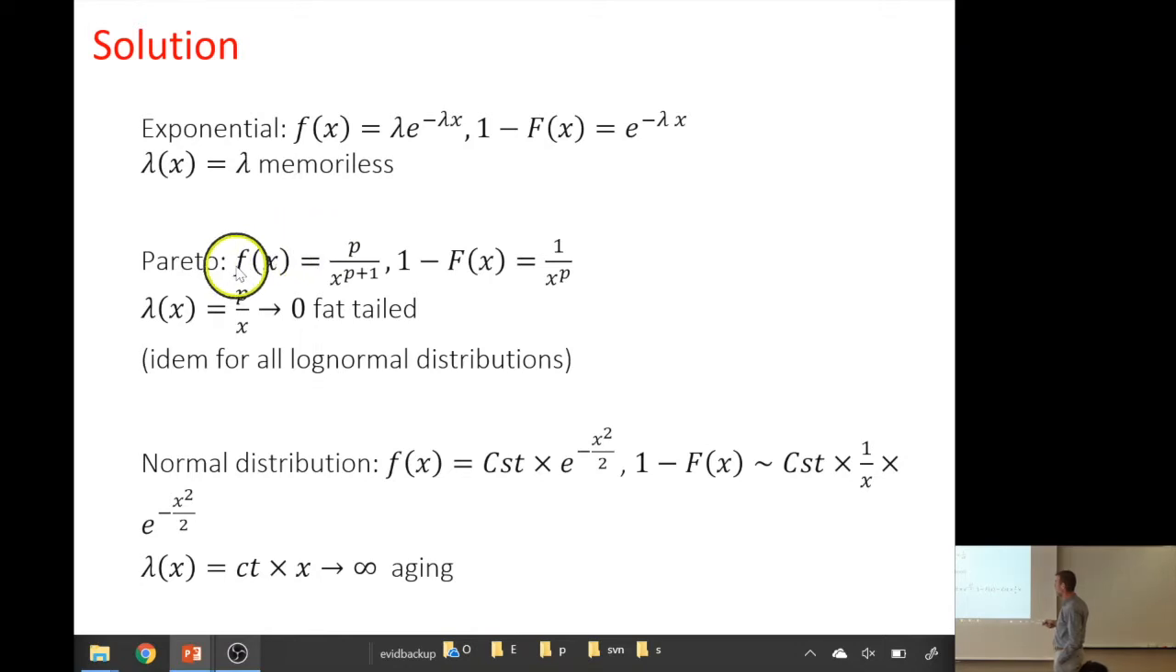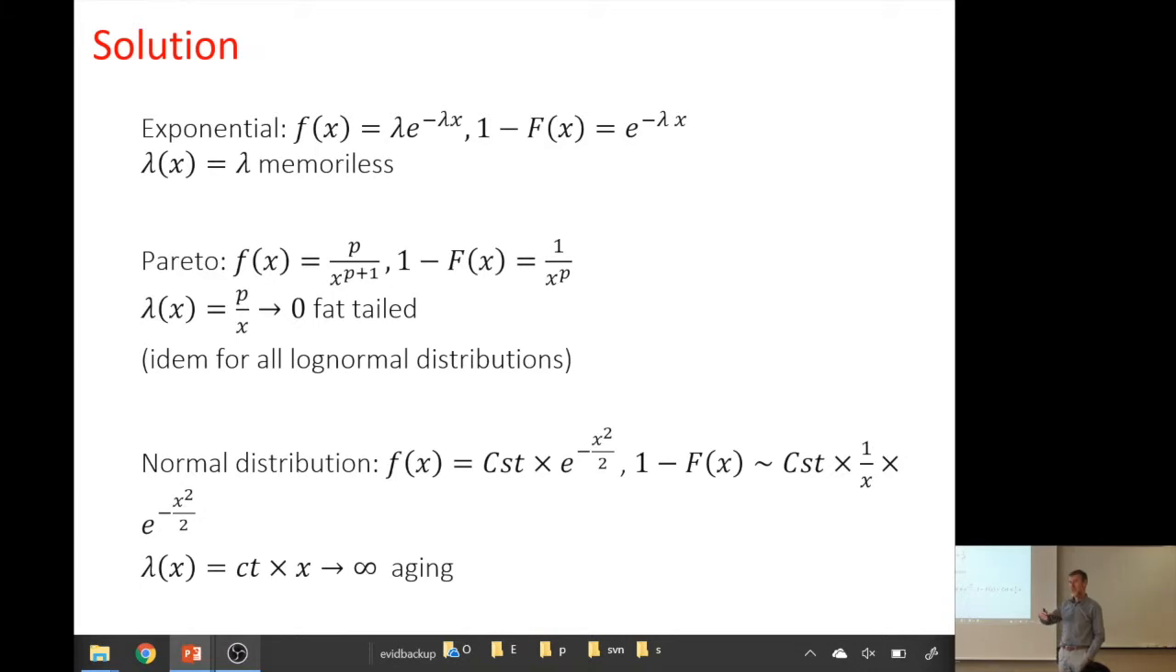For the Pareto distribution, the PDF is given by this. 1 minus the CDF is a power law with a smaller exponent. And the ratio of the two is p over x. So when x goes to infinity, that goes to 0. So power law means this, in fact. Power law is a particularly simple example of what we can call fat-tailed.